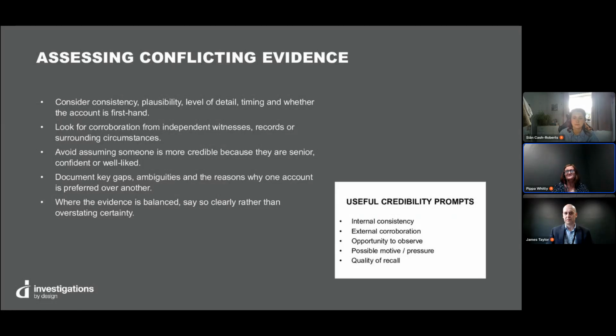So avoid assumptions based on seniority, or confidence, or how articulate somebody appears. A nervous or quiet witness may be far more reliable than someone who sounds very polished and has all of their ducks in a row. If you do end up preferring one account over another, be clear why you prefer it. Your reasoning must be grounded in evidence, not instinct, not assumption, and not how convincing someone seems to be in the room. Importantly, if the evidence is genuinely balanced, it's absolutely acceptable to say so, but overstating certainly introduces a risk, whereas transparency protects both the process and your organisation.